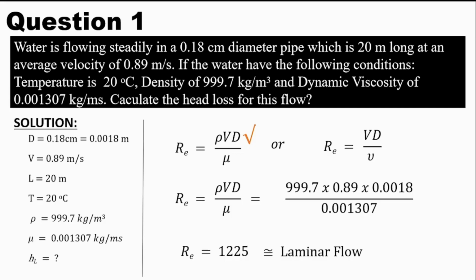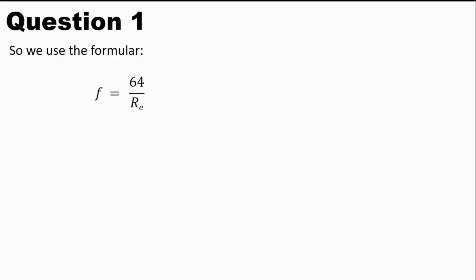That means that we can find the friction factor by using this equation. What next? We put in the value for the Reynolds number. The Reynolds number is 1225. Put it right there. We'll divide this in our calculator. Our friction factor is 0.05 to 2 decimal places. So now we've gotten our Reynolds number; 2, it is laminar; and 3, we've gotten our friction factor.